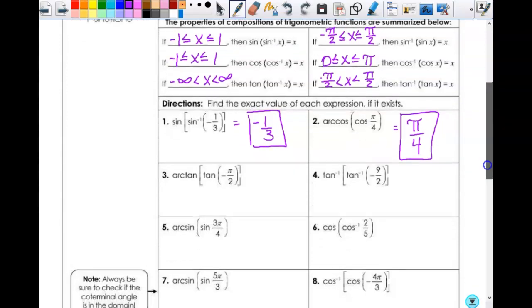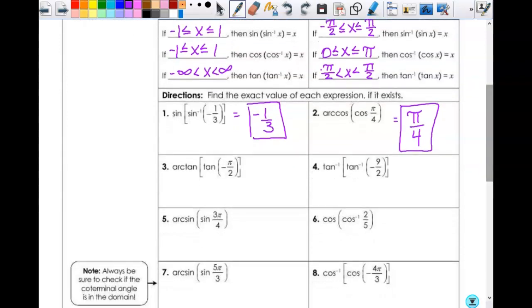Okay? So then look at arctangent of tangent of -pi halves. Is that going to just equal -pi halves? No, because if it was, then this has to fall between these two, and I don't get to include it because it's undefined, right? So since it doesn't fall within there, I can't answer this. It does not exist.